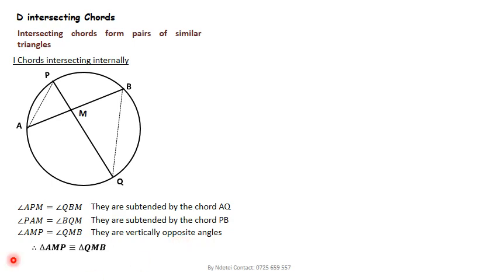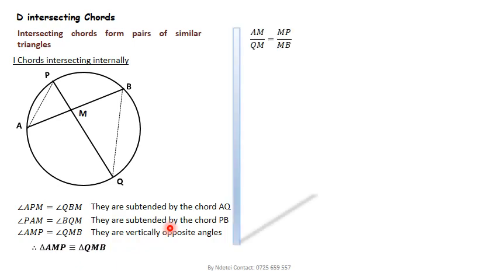If that is true, triangle AMP is similar to the triangle QMB, sorry. The order of the letters really matters at this point. These two triangles are similar, and if they are, we can say AM divided by QM should be the same as MP divided by MB. Notice that AM and QM are the first two letters before and after the similarity sign, and MP and MB are the last two letters before and after the similarity sign, respectively.